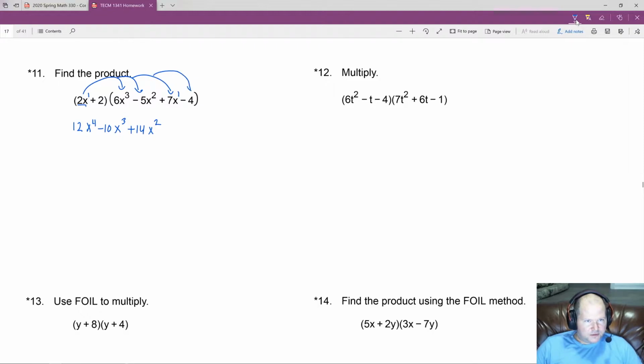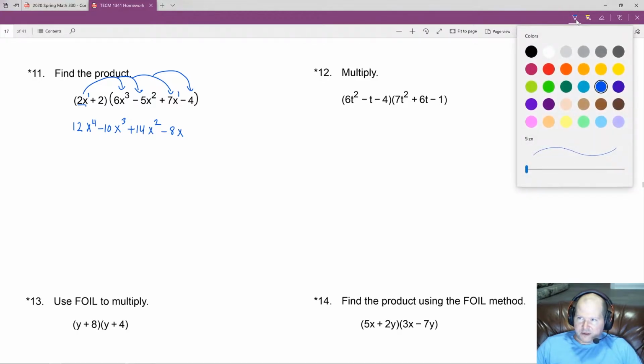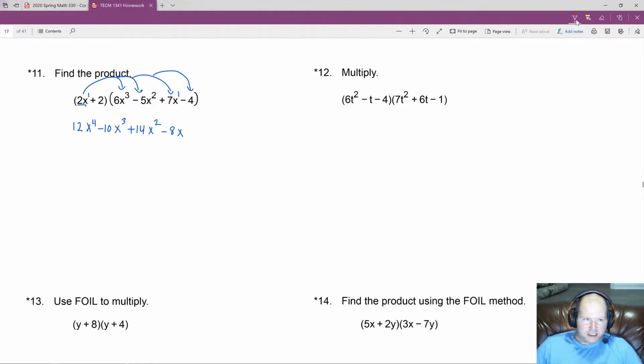Then we distribute it to the fourth one, which is 2x times negative 4. 2 times negative 4 is negative 8. And we keep the x. Now that we're done distributing the first term in the first set of parentheses, now we have to distribute the second term in the first set of parentheses.